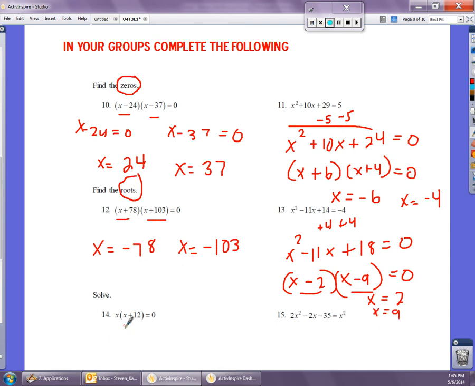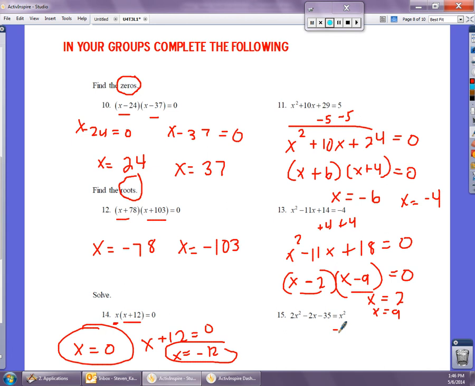This one was a tricky one for some people. This is still in factored form. They took out a GCF of x, but you still have x times x plus 12. So you set each one of those equal to 0. When you set x equal to 0, it's already solved. And when you set x plus 12 equal to 0, you get x equals negative 12. So your 2 answers are negative 12, and x could also be 0.